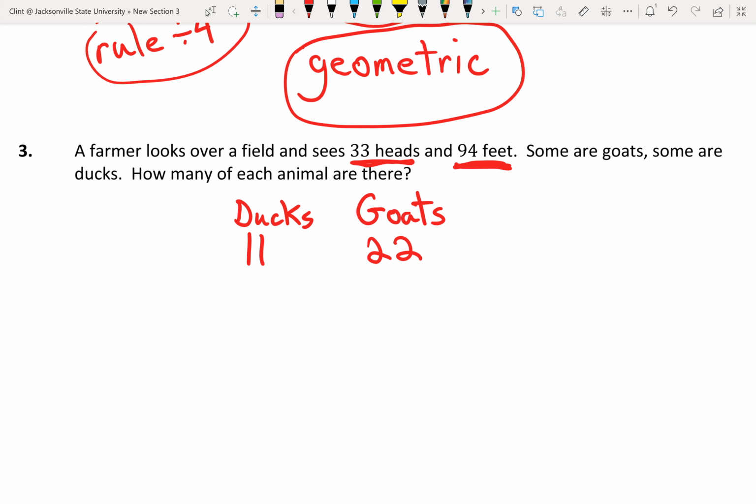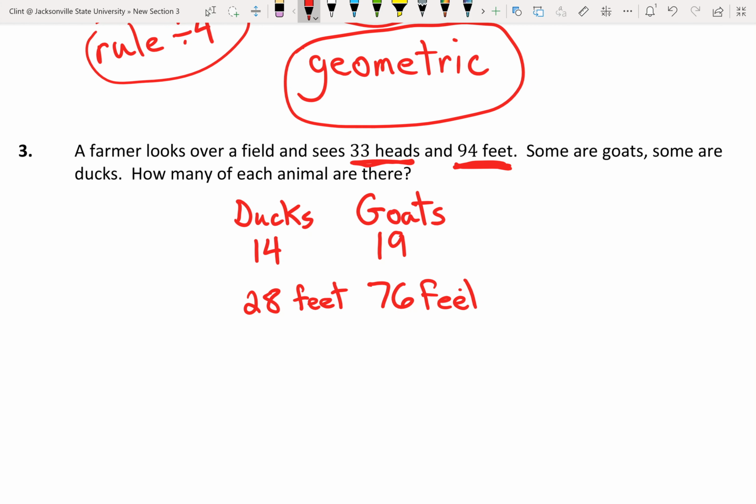Okay, so let's try again. Maybe let's do, we can skip up a few, I think. So maybe let's try 14 ducks. And then let's see, 33 minus 14 will be 19 goats. Let's try that one. So this will be 28 feet. And then 19 times 4, what is that? That's 76. That's still going to be too many, but let's see how far off we are. So if we add those together, 28 plus 76 equals 104.